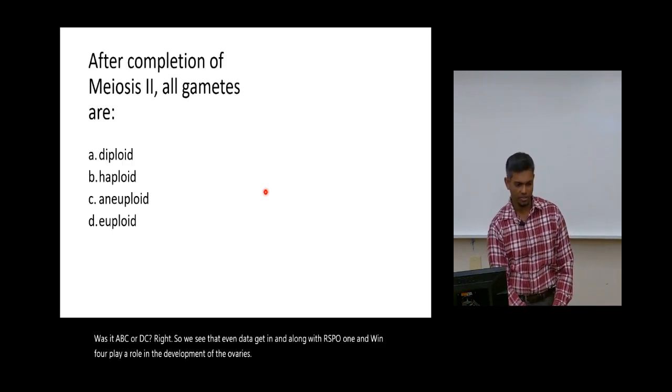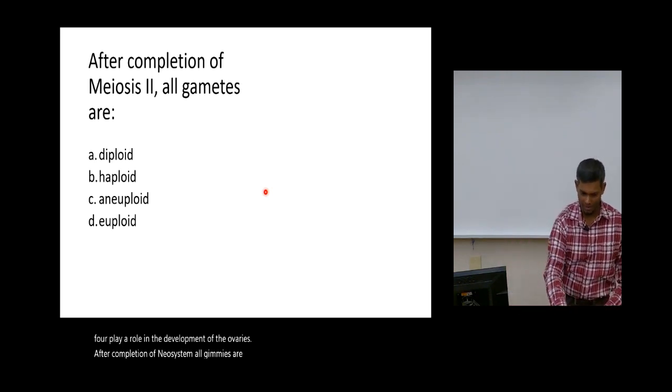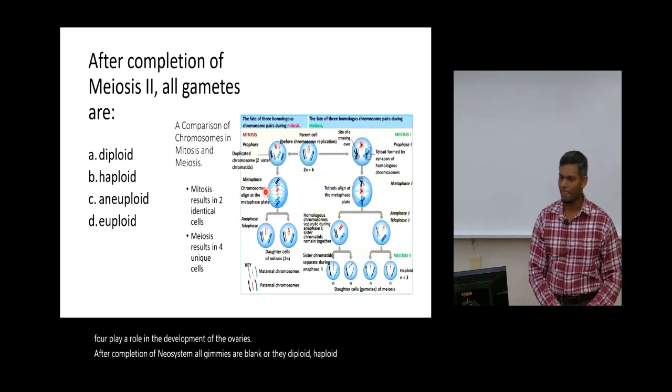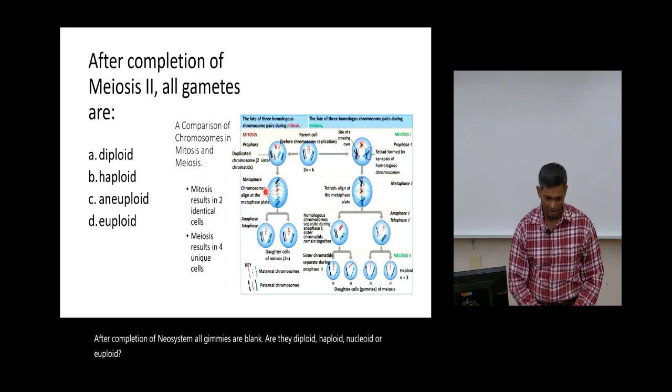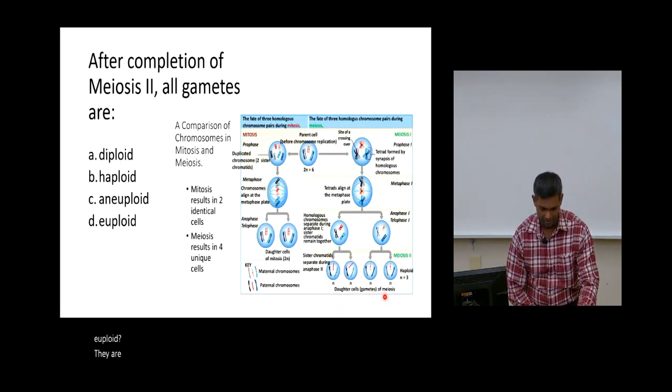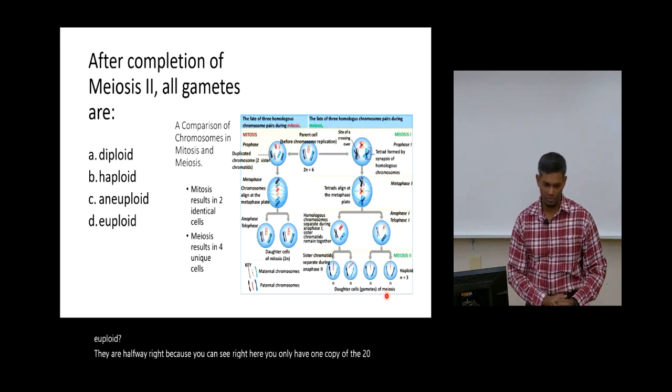After completion of meiosis II, all gametes are blank. Are they diploid, haploid, aneuploid, or euploid? B, they are haploid, right? Because you can see right here, they only have one copy of the 23 chromosomes at the end of meiosis II.